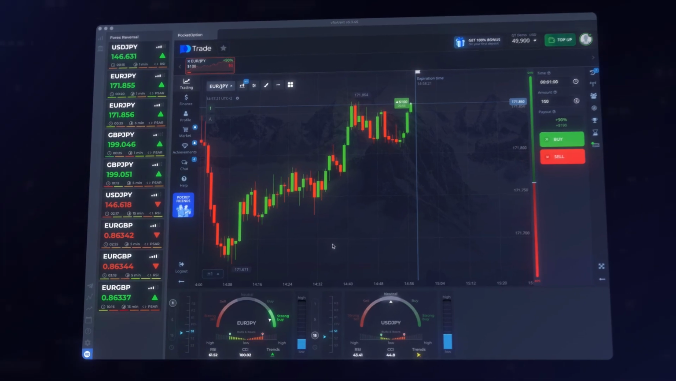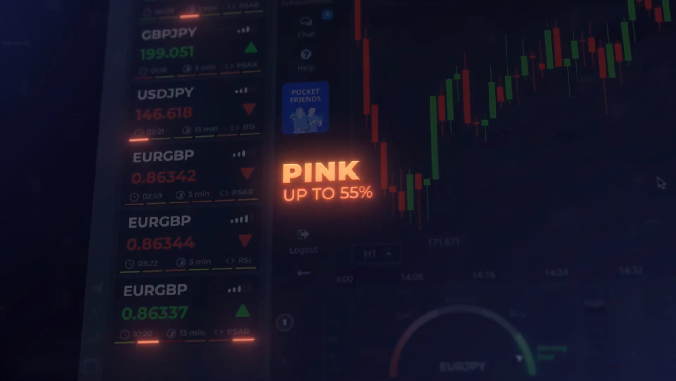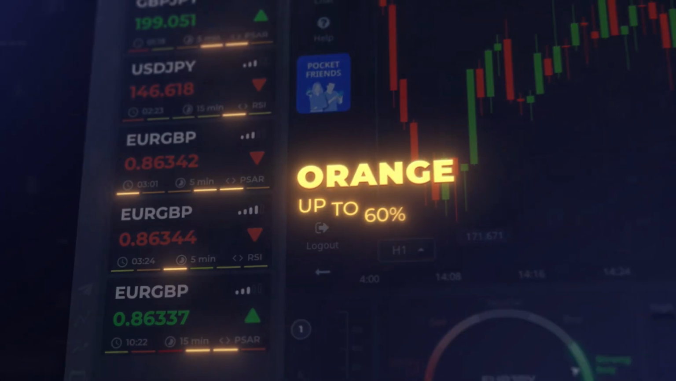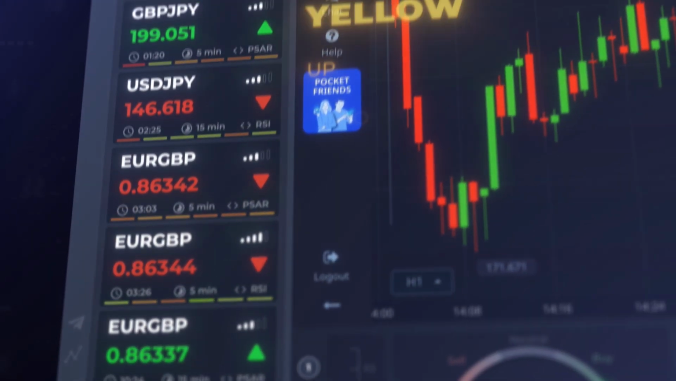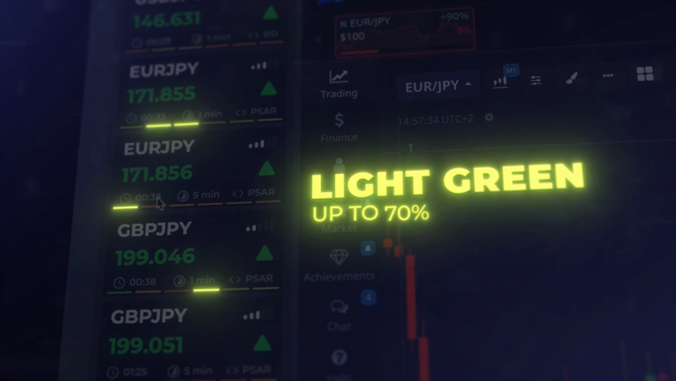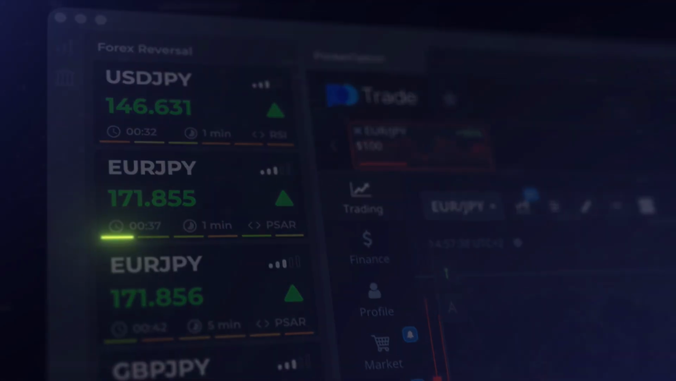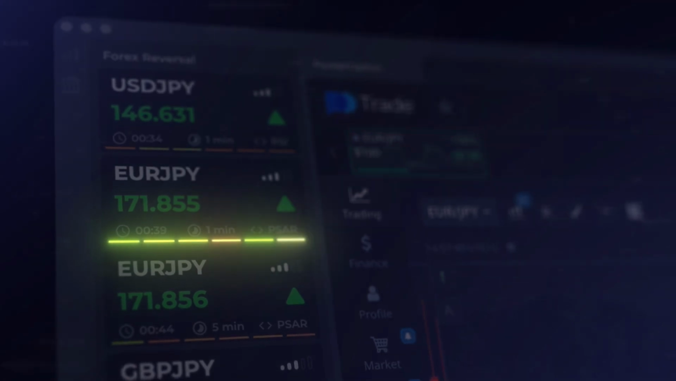Heat map color scheme: red, accuracy below 50%; pink, up to 55%; orange, up to 60%; yellow, up to 65%; light green, up to 70%; green, above 70%. The greener the cell, the more historically profitable signals it has shown.